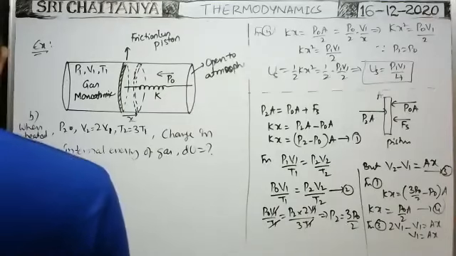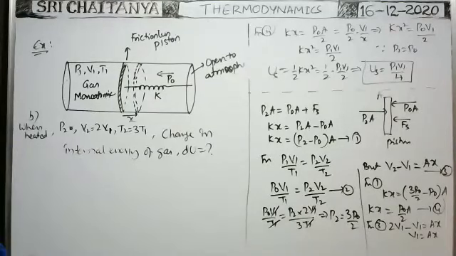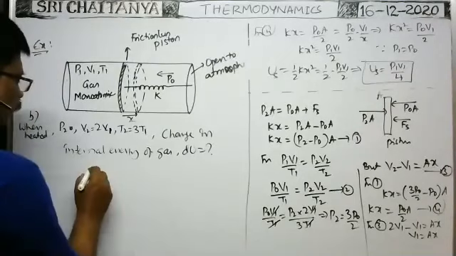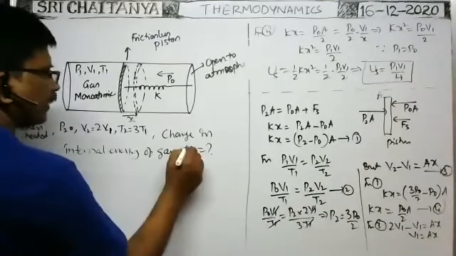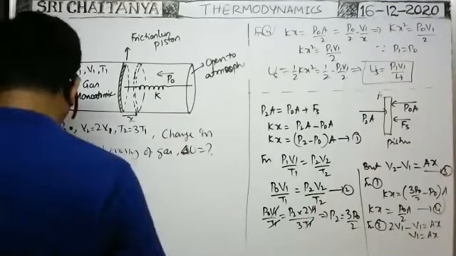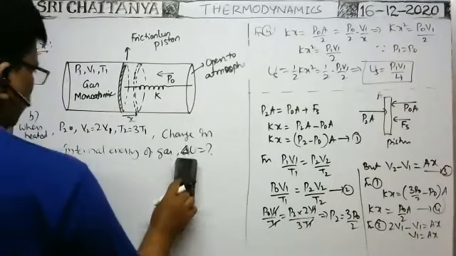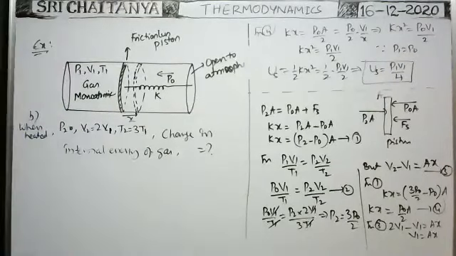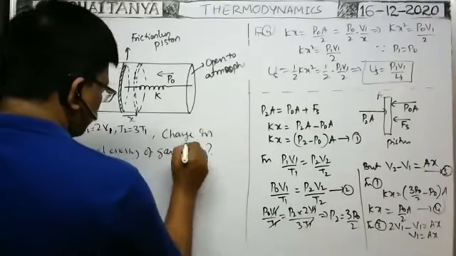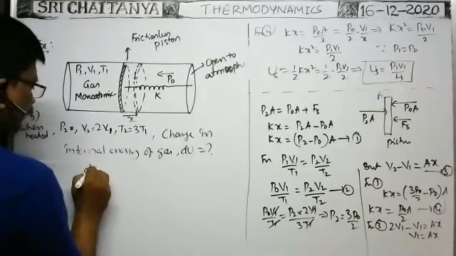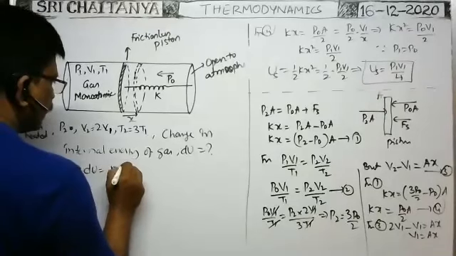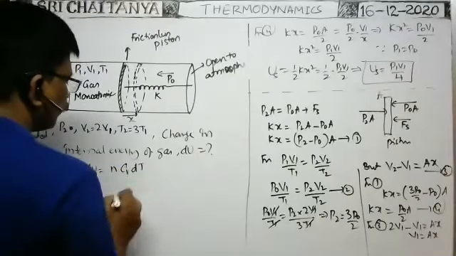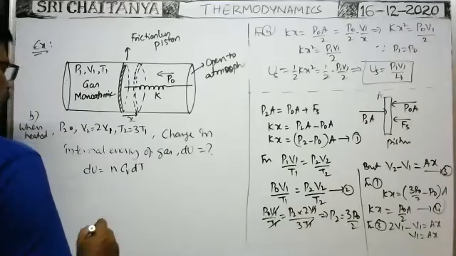Change in internal energy of the gas is given in terms of pressure and volume. So change in internal energy, delta U, or dU, whatever may be, no problem. Change in internal energy dU is equal to nCv dT, no?